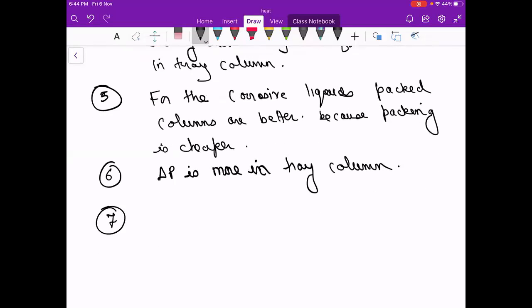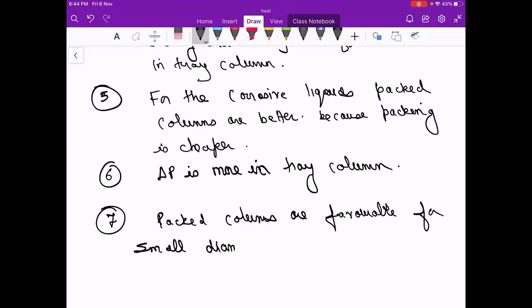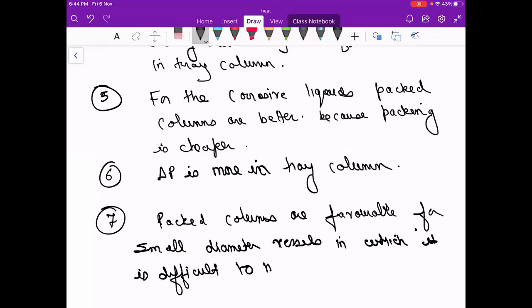Seventh and the last one. Packed columns are favorable for small diameter vessels in which it is difficult to make provision for the tray.